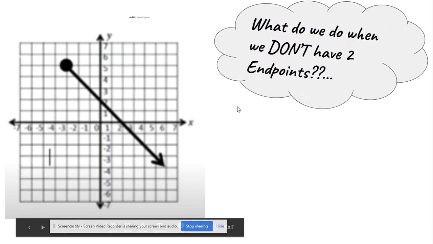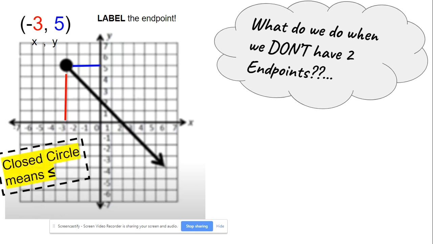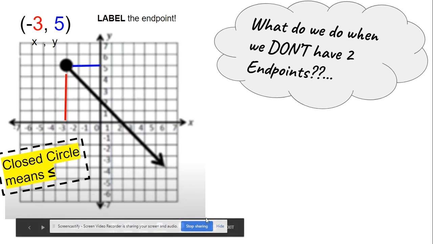All right. So again, what do we do when we don't have two endpoints? Let's label the endpoint. I have -3 and 5. So again, go with your x value first and then your y. So you have -3, 5. Closed circle means less than or equal to. And again, the arrow means it does not stop, or it may stop and we just don't know where it stops. So it just keeps going. That means that data just keeps going.